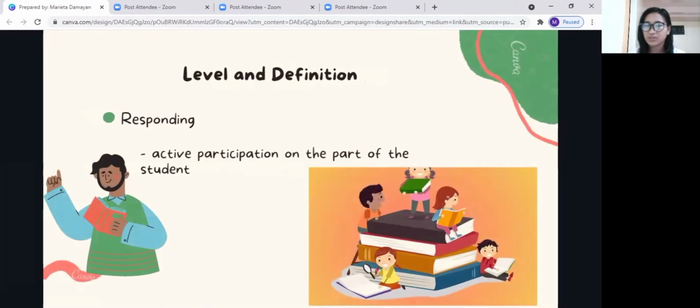Next is responding. What is responding really? This is the second level and it involves active participation on the part of the students. For this level, the students will be able to respond or react to the knowledge that is being imparted. They may voluntarily participate in what is being discussed by sharing insights with their classmates. For example, after discussing the figures of speech, you can ask the students to construct sentences that are grammatically correct. Maybe it can be done individually or by group. This may serve as a recitation or a practice for them to be trained.